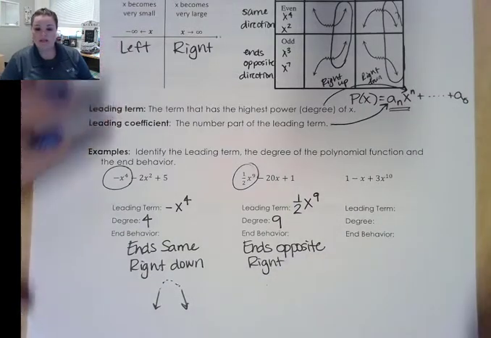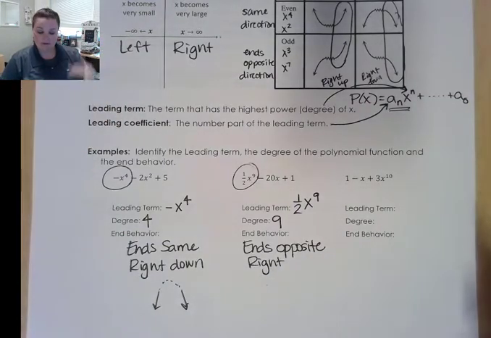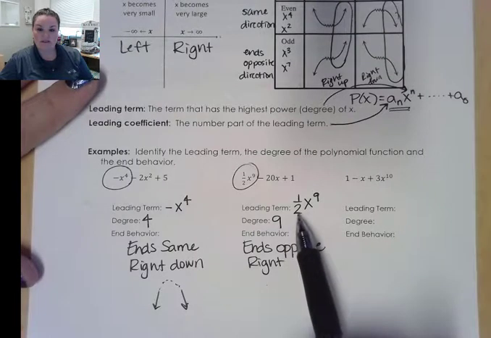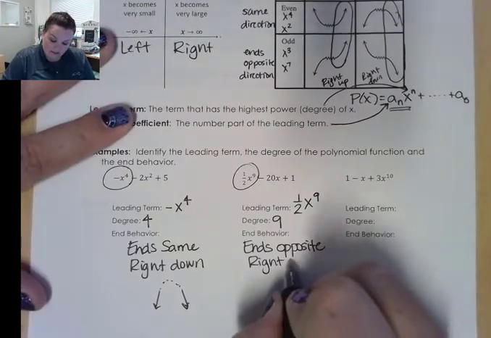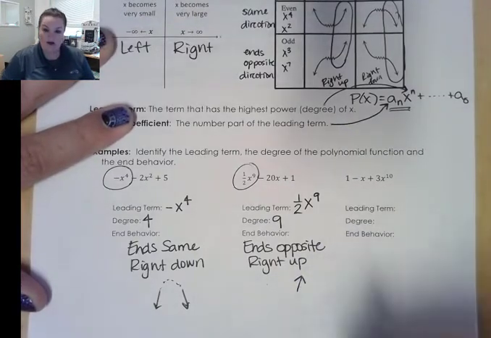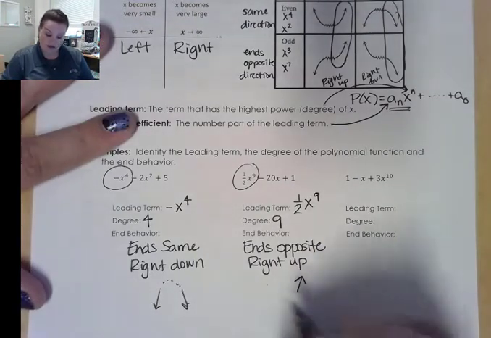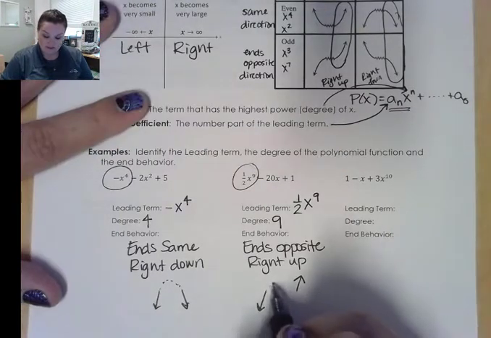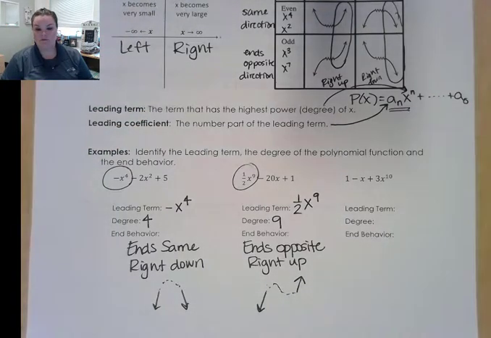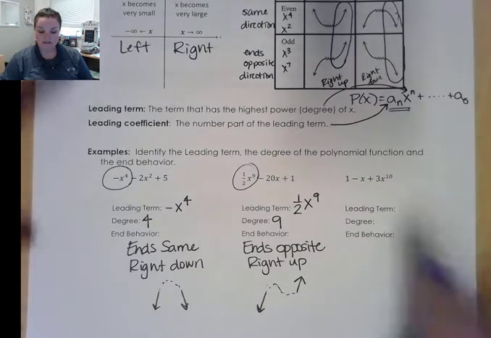Now we need to determine what the right side's doing. The right end, we can determine if it's going up or down based on the leading coefficient. Here we have a positive 1/2 as our leading coefficient. So that means the right side's going up. Right side's going up, left side's going down because they're opposite, and we don't really know what's going on in between, so we're just going to make a little squiggle there. Okay, and then let's look at one more.